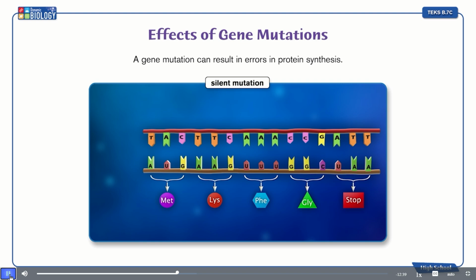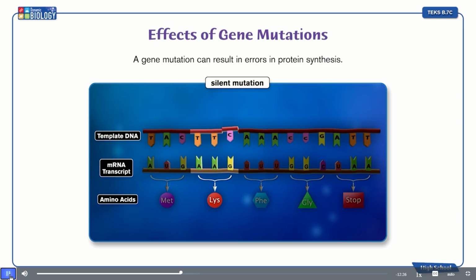In this animation, we can see a template DNA strand, its mRNA transcript, and the resulting amino acid sequence. Let's watch what would happen if the template DNA strand underwent a substitution mutation. The 6th base in the strand, cytosine, is substituted with thymine. As a result, its complementary base in the mRNA transcript will be adenine instead of guanine. So, the RNA triplet now reads AAA instead of AAG.